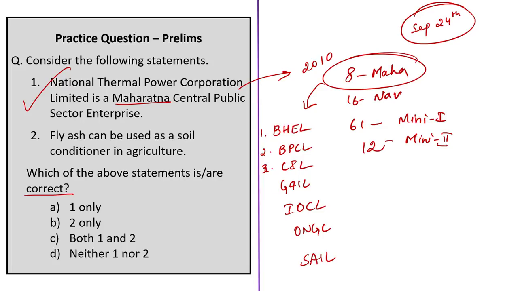Now the second statement states, fly ash can be used as a soil conditioner in agriculture. Now this statement is also correct. During discussion, we saw an example based on this statement and we also saw that fly ash can also improve soils that have poor physical properties like poor texture of soil or low water holding capacity, etc. Here both the statements are correct and the question asks for the correct statement. So the final correct answer to this question is option C, both 1 and 2.